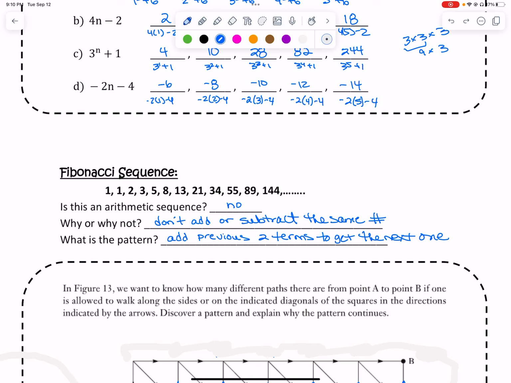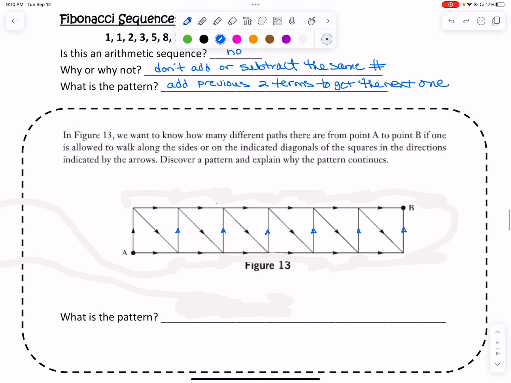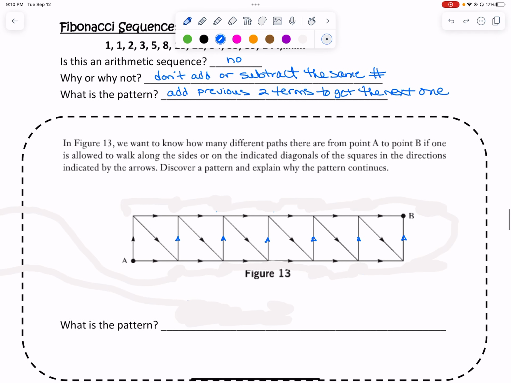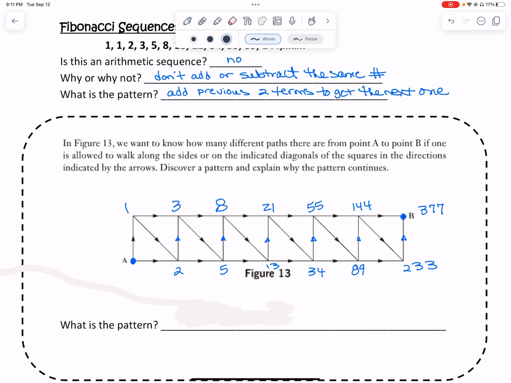Okay, so this actually happens in the real world. The Fibonacci sequence happens a ton in the real world. This is just one example. In figure 13, if we want to know how many ways you can go from A to B, and you're only allowed to walk along the sides or on the diagonals of the squares in the directions indicated by the arrows. Okay, so if I do that, I'm getting the Fibonacci sequence.